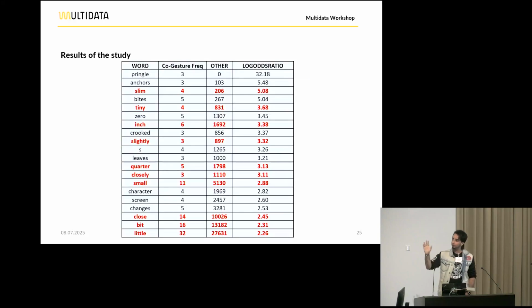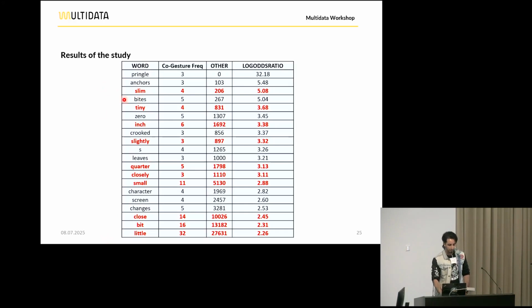So if we do that for the data set, you see that many of them actually make sense. Like slim, for example, it seems to be the most strongly associated word with the gesture, followed by tiny, inch, slightly, quarter, small, closely, close again, bit, and little. And this was really fascinating because for the longest time we thought that this close to is really the most associated pattern with the gesture, but it turns out not really.